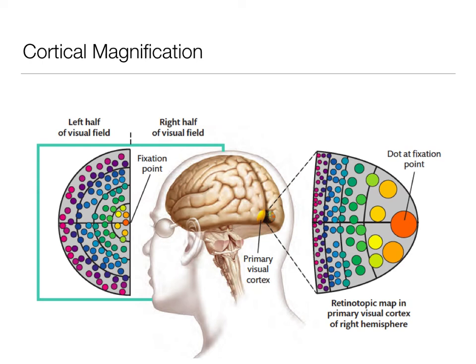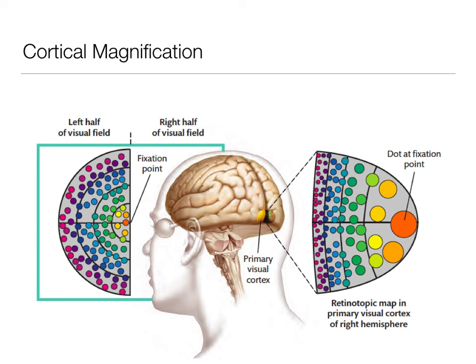But what we're also getting is cortical magnification. Because the fovea has more photoreceptors and less convergence, it takes up more space in the brain. So that little orange dot that is the same size as every other dot in the visual field takes up a huge amount of space comparatively in the cortex. What that really does is allow for better acuity.